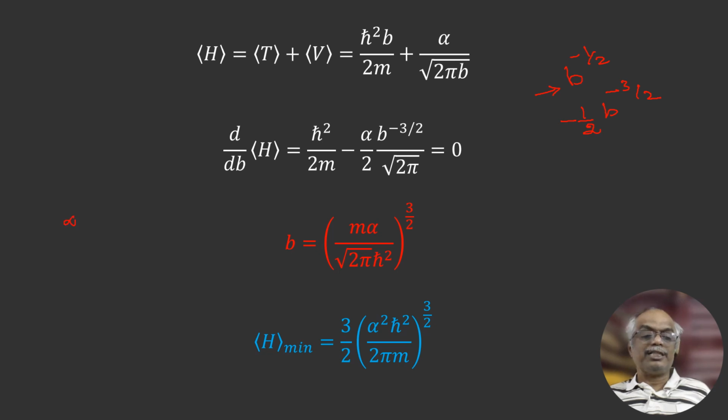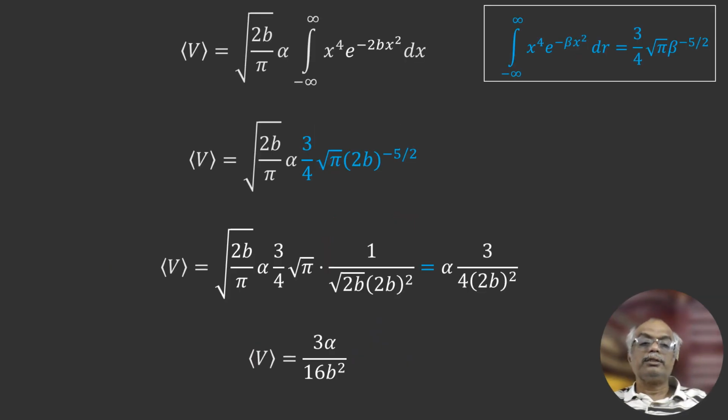That is, potential is alpha modulus x. So now we will move on to the next part. We will see what will happen if potential is quadratic one. Now part B: potential energy is alpha x power 4, which is a quadratic.